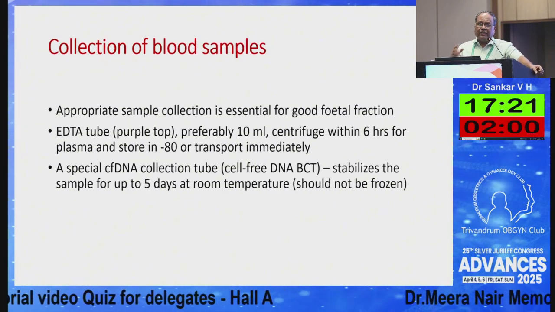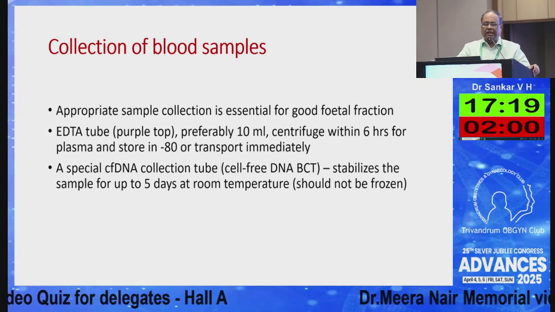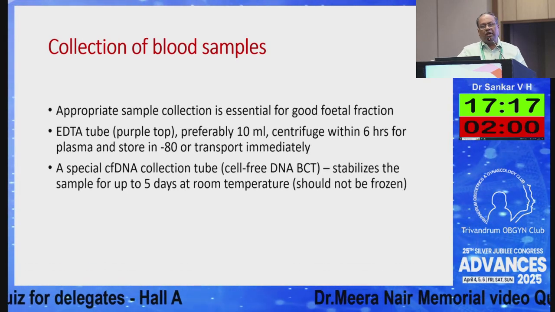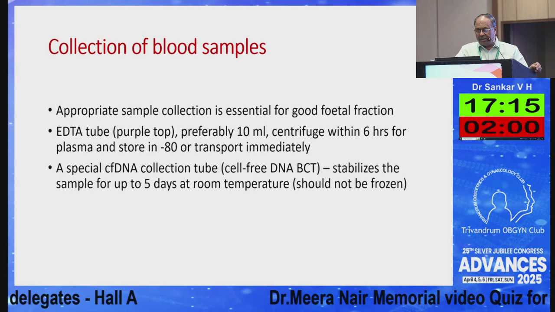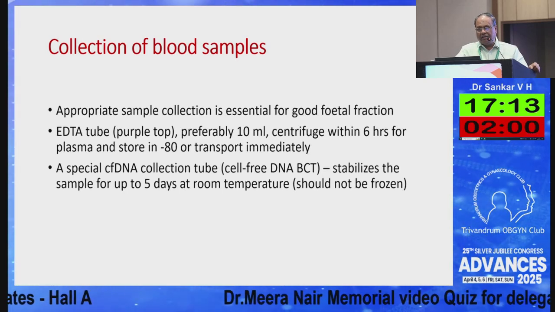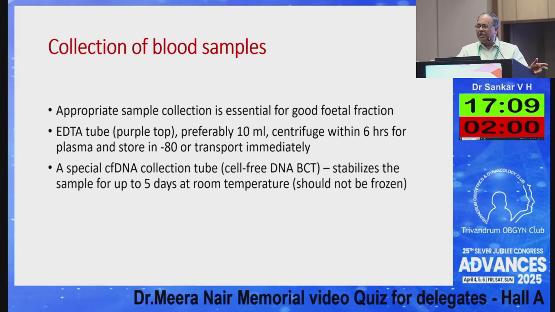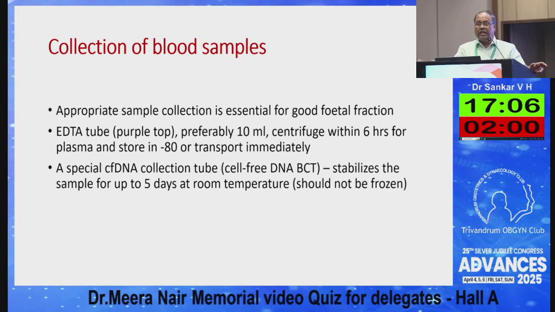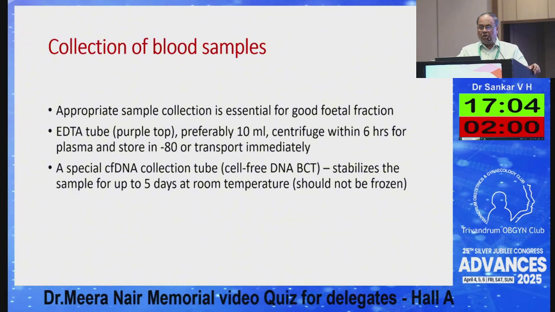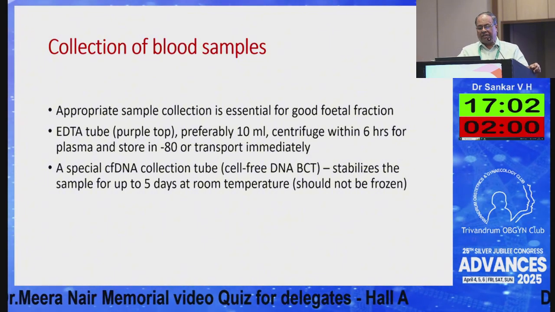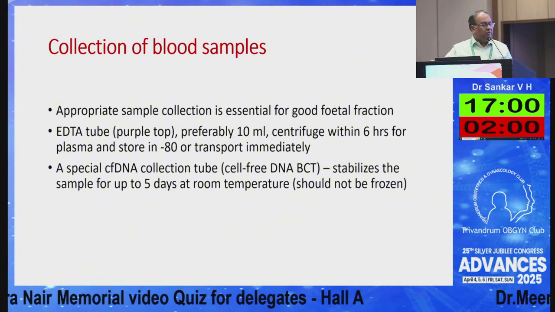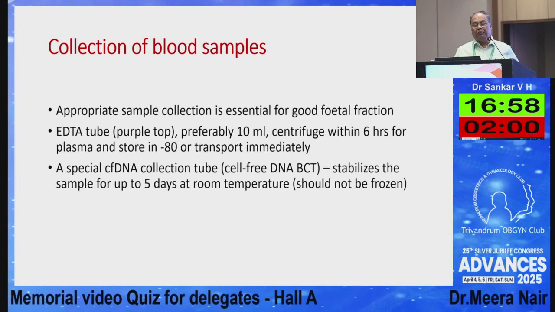Then another important factor is collection of the blood sample, because a minimum of 10 ml of blood is required for this NIPT test. Only then will we get enough fetal fraction. So appropriate sample collection is very, very important. 2 ml, 3 ml is what we routinely get. We will always be asked, why is 10 ml required for this? 10 ml is required because only then will you get enough fetal fraction. And it should be an EDTA tube, purple top, preferably 10 ml.